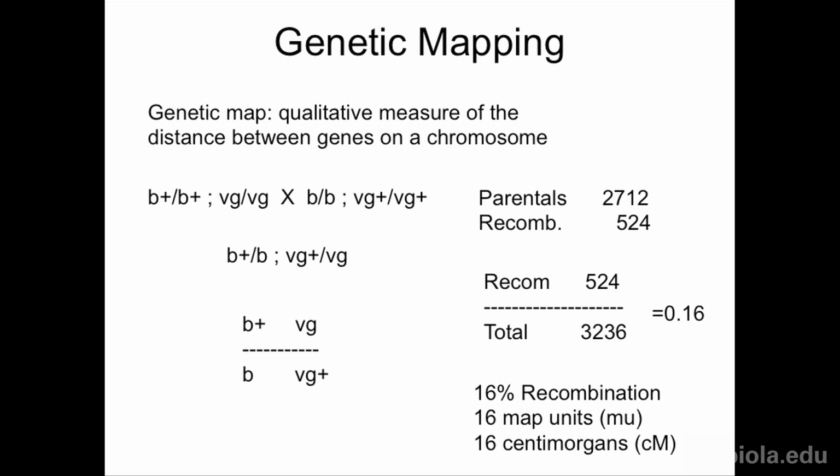A genetic map is a qualitative measure. Now we can put some numbers to it, but they're not actually units on the chromosome. We're not talking about how many base pairs apart they are on a chromosome. That would be called a physical map. A physical map says your gene is located at this nucleotide position and the next gene is located at this nucleotide position, and we physically can measure a distance in nucleotides.